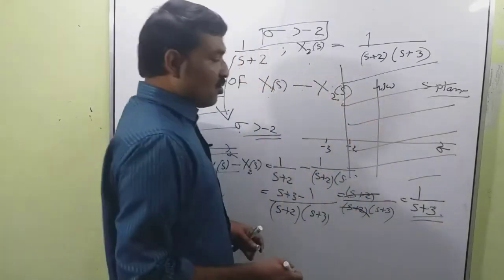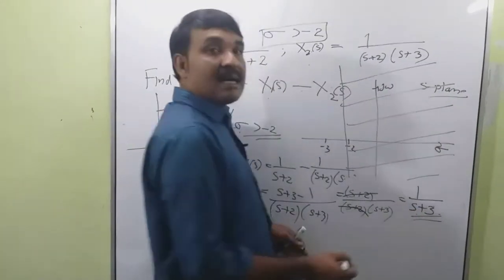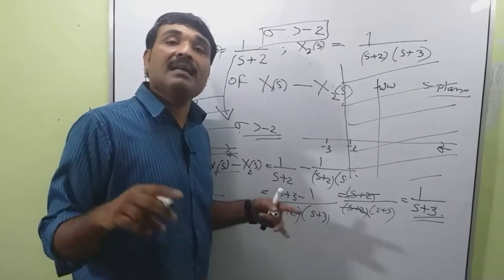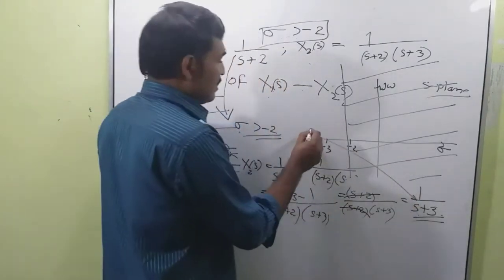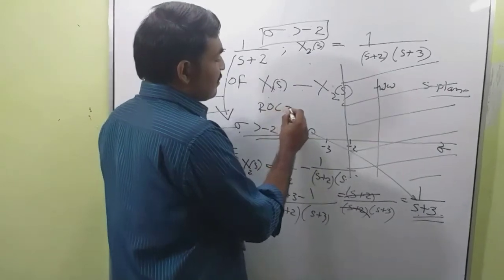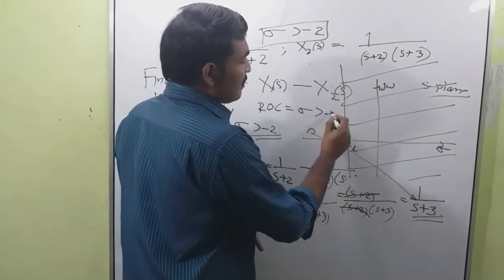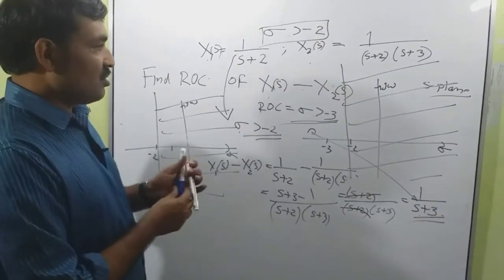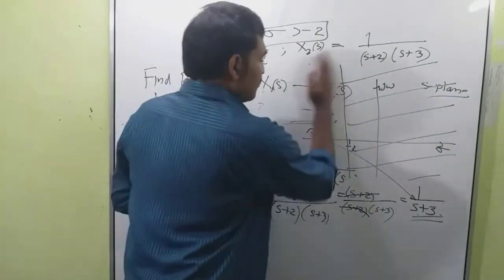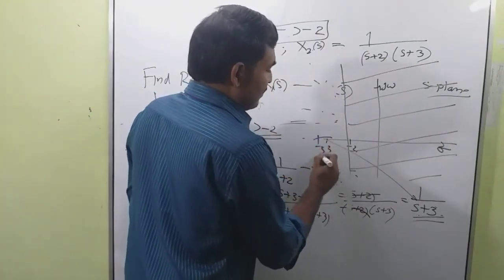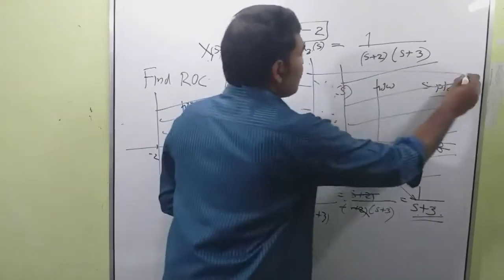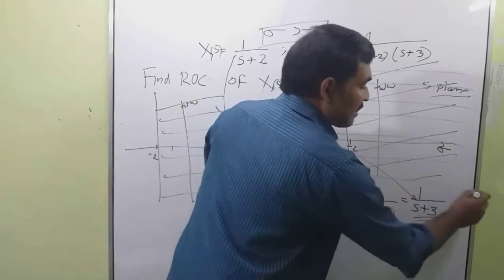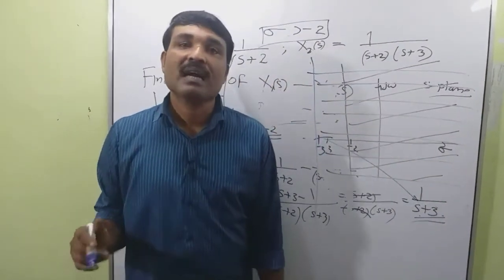So the ROC of this signal is the real portion of s greater than minus 3. That means sigma greater than minus 3. So ROC is equal to sigma greater than minus 3. Okay, so this is our minus 3. So the ROC of the signal is this portion greater than minus 3. That happens because of pole-zero cancellation.